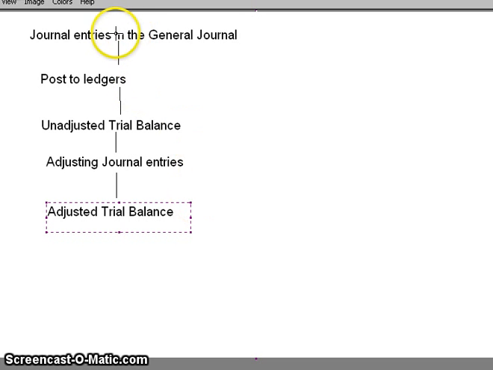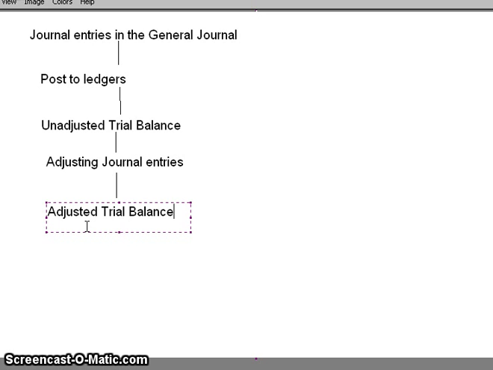You've done journal entries in the general journal. You've posted to the individual ledgers. Then you have an unadjusted trial balance. You prepare adjusting entries, and then you have an adjusted trial balance. Okay, so now that you know where you are in this process, this is really the last two steps that are going to take us through the end of Chapter 3.